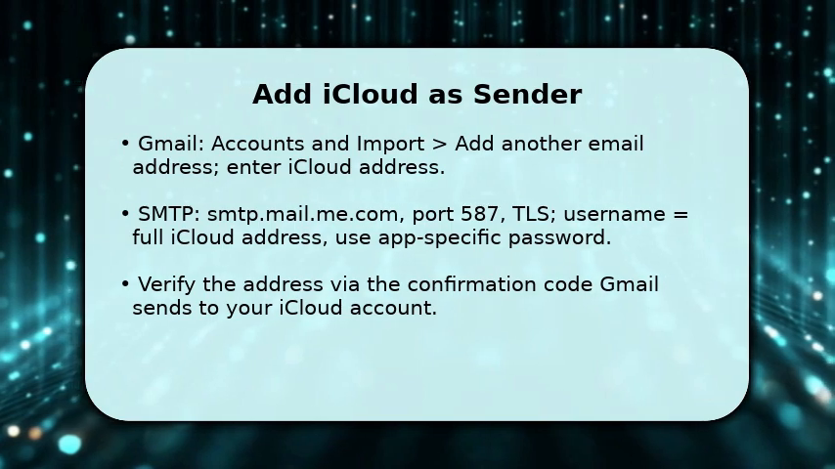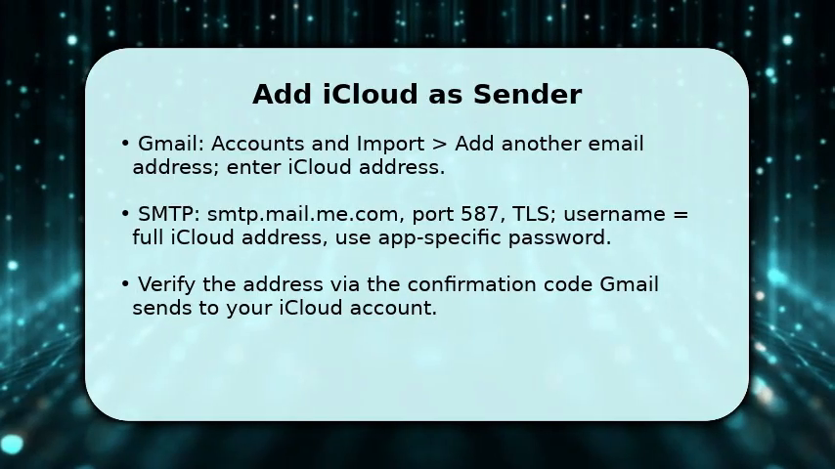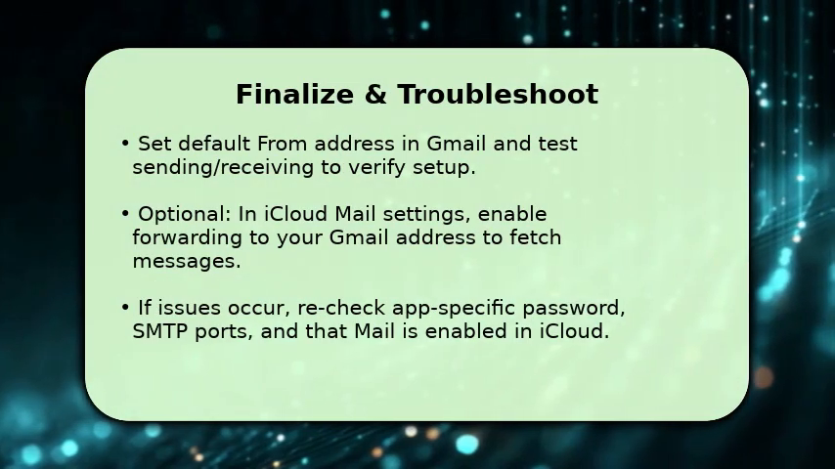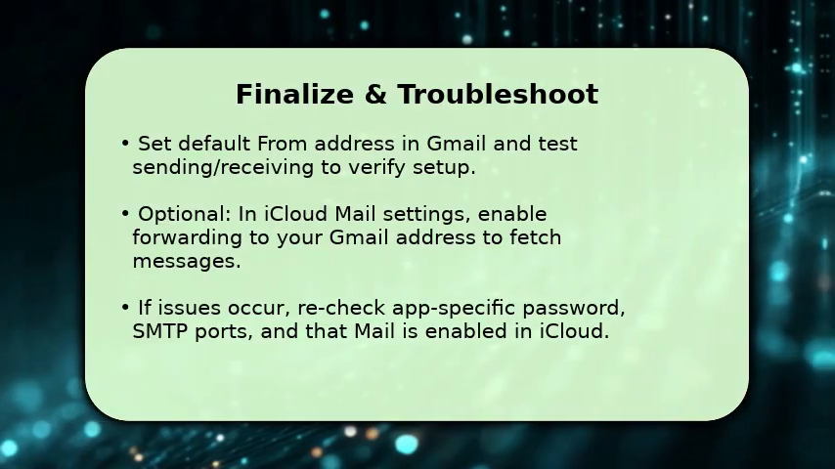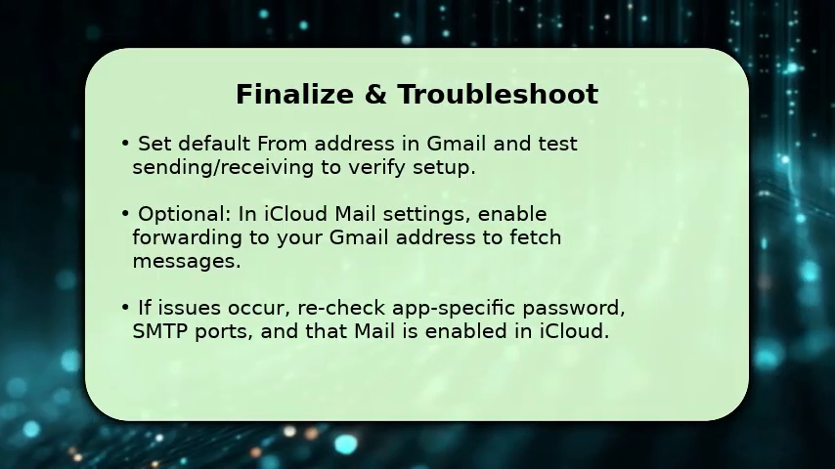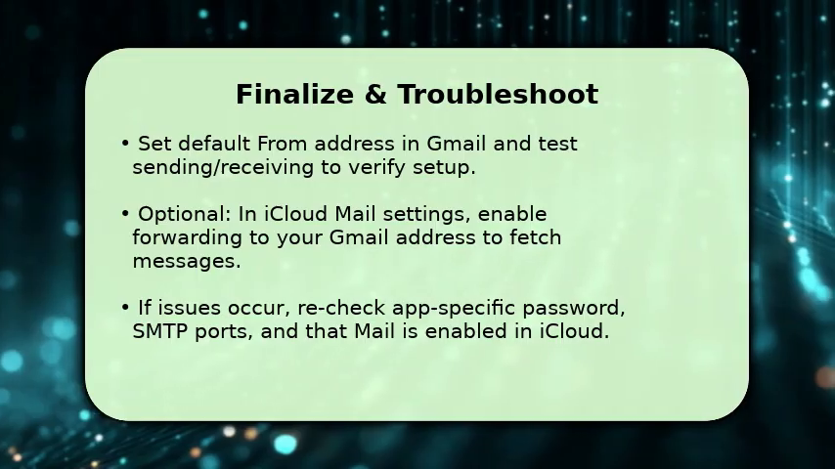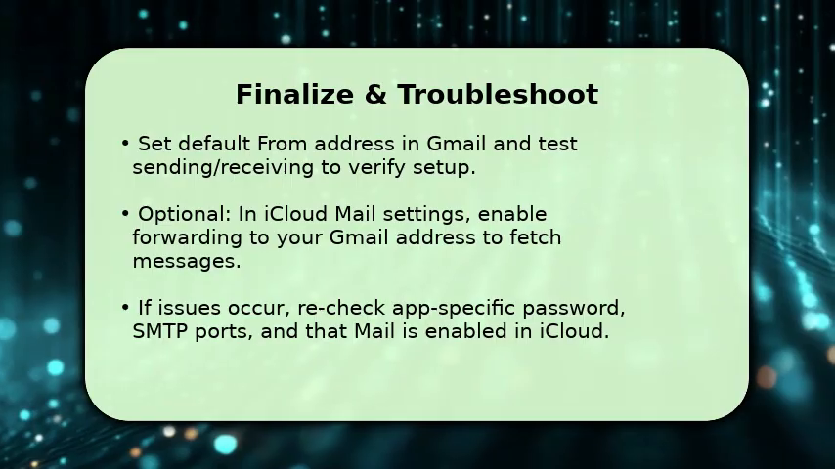Retrieve that code and confirm it so Gmail can send on behalf of your iCloud account. Finish by choosing your preferred from address in Gmail and send test messages to confirm replies come from your iCloud address. If you want inbound mail routed into Gmail automatically, enable forwarding inside iCloud Mail preferences to forward new messages to your Gmail account. Make sure any forwarding rules are saved.